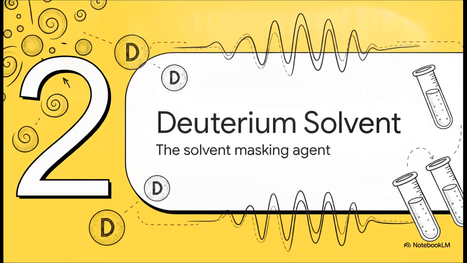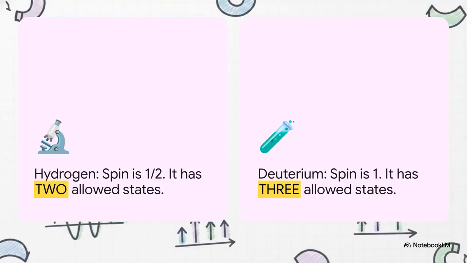Moving right along to section 2, deuterium solvent, our classic solvent masking agent. So we just saw that your standard hydrogen, the everyday proton, has a spin of 1/2. That gives it just 2 allowed spin states. But when we swap that out for its heavier isotope deuterium, I equals 1. So applying our 2I plus 1 rule, deuterium actually adopts 3 distinct, equally probable spin states: -1, 0, and +1. And this fundamentally changes how it splits the signal of an attached carbon atom.